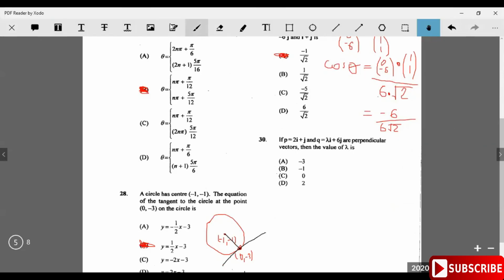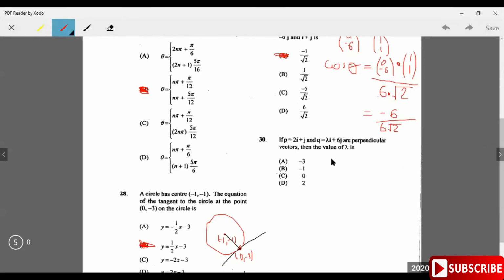Question 30. Question 30 is asking us to find the value of lambda such that P and Q are perpendicular. If P and Q are perpendicular, then P dot Q is equal to 0. If P dot Q is equal to 0, then what we're solving is 2, 1 dot lambda, 6, that's equal to 0.